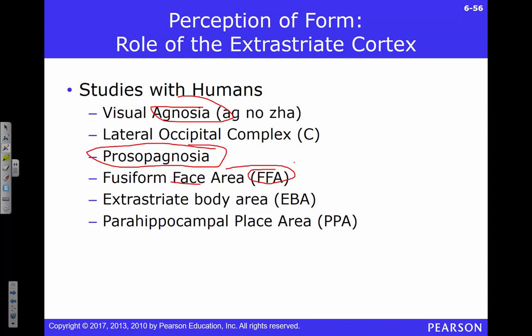Why is facial recognition so important? Well, it's extremely important because we live in a social sort of situation, right? You guys realize that, right? You interact with other people. It's important to know who those other people are, right?